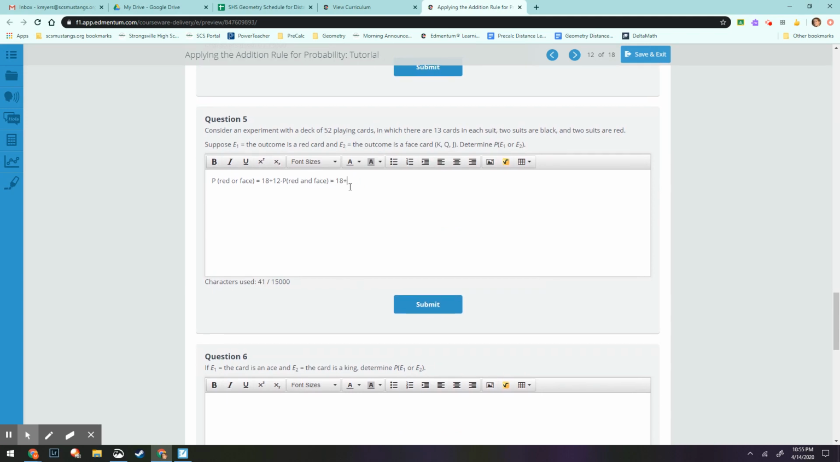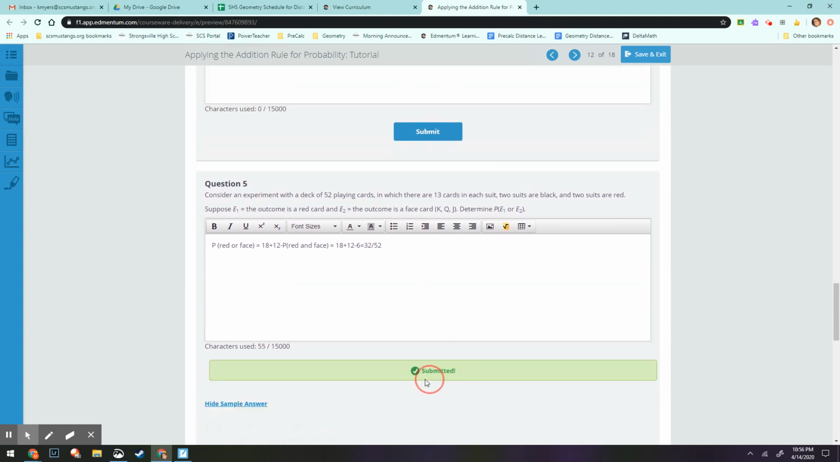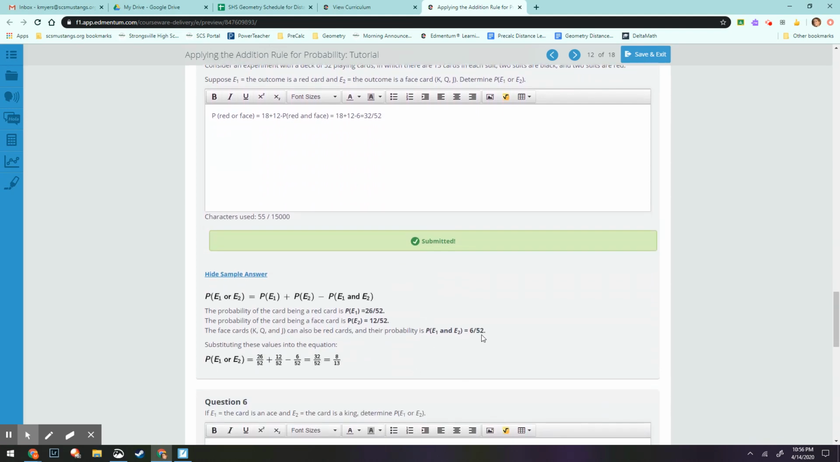Which, if I just keep going here, red and a face card, well, half of the face cards are going to be red because we have the hearts and the diamonds. So that would be minus 6. If I add those up and then subtract the 6, it's going to give me 32 out of 52 total possibilities. And then they reduced it to 8 over 13.